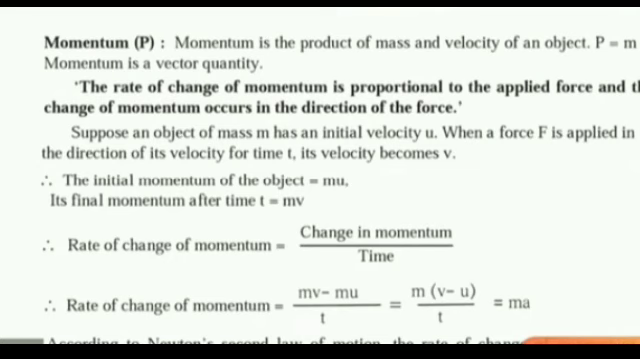According to Newton's second law of motion, the rate of change of momentum is proportional to the applied force. Now ma is directly proportional to force F. Therefore F is equal to k ma, where k is the constant of proportionality and the value of k is 1. Therefore F is equal to m into a.